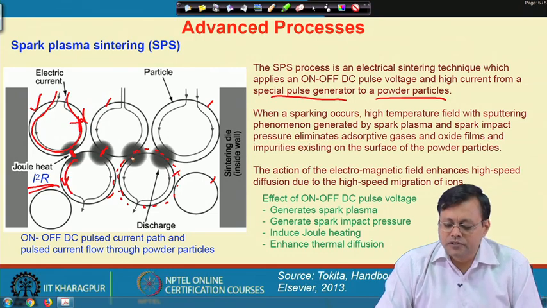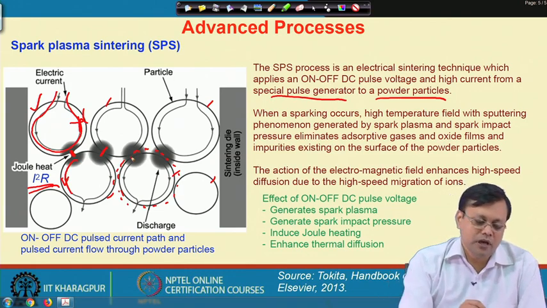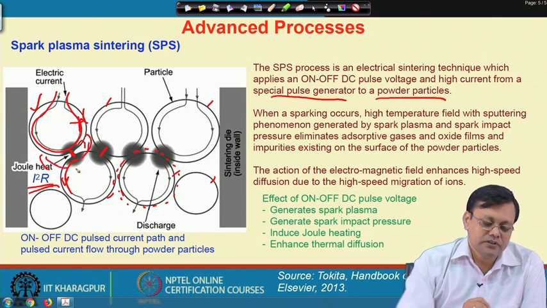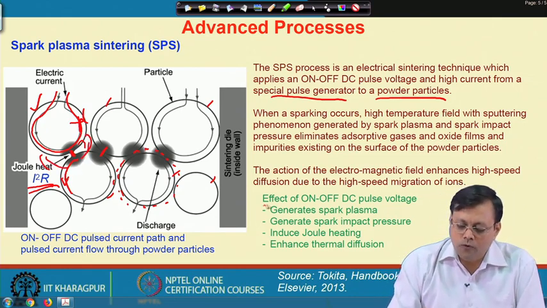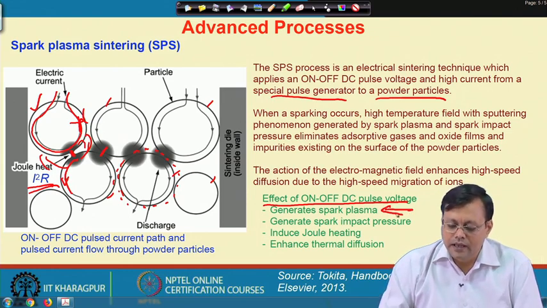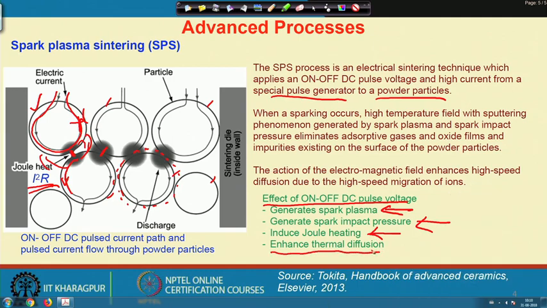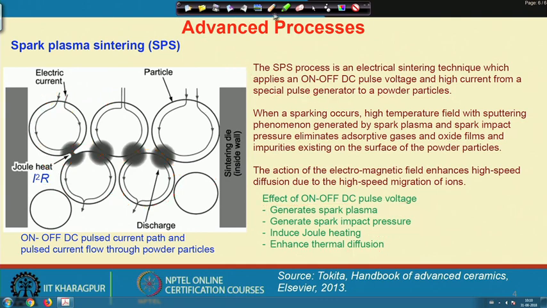Now, the action of this electromagnetic field enhances a high speed diffusion of the atoms due to high speed migration of the ions, because we have already created a plasma in the localized region between the particles. So, this on-off pulse assists in generating the spark plasma. On the other hand, it generates the spark impact pressure, it induces Joule heating, and it enhances the thermal diffusion. So, this is the whole process that basically governs the whole SPS sintering technique.